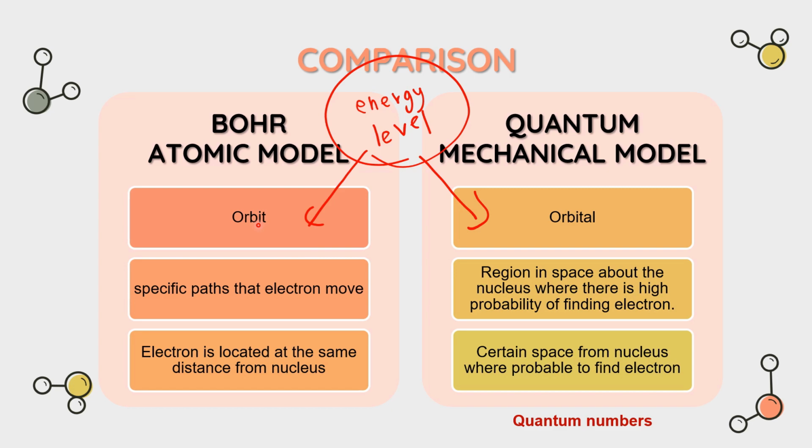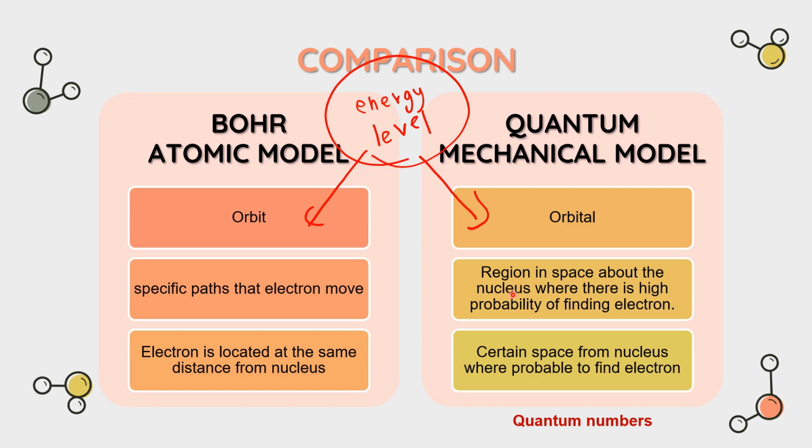According to Bohr theory, orbit refers to a specific path that electron move. So we have N1, N equals to 2, N equals to 3, and 4, and so on. So those orbit is actually the place where the electron moves, the circular orbit where the electron moves around the nucleus. Okay, so pergerakan elektron dalam Bohr atomic model berlaku pada specific orbit. Okay, specific path that we call an orbit.